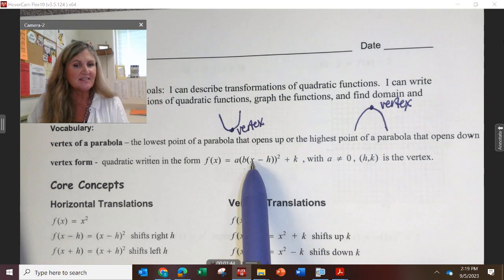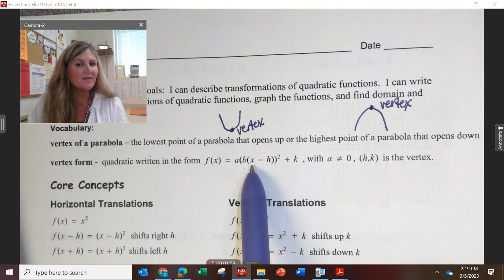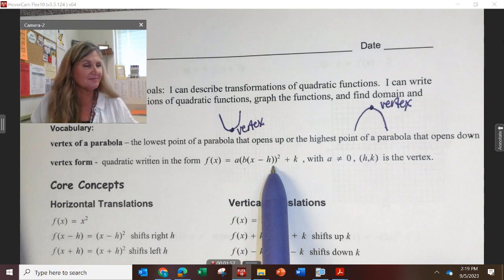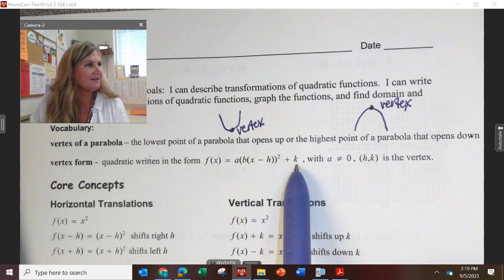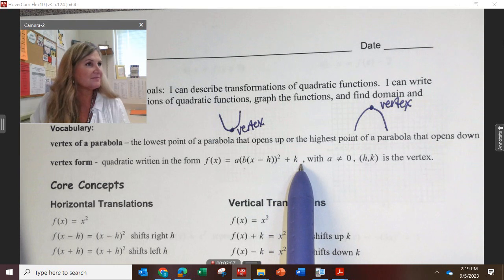Now, so if this is x minus 4, what's the h value? If it's x minus 4, h would be what? 4. But what if I said x plus 5? Then what is the vertex going to be? Negative 5. And if out here, if it says plus 6, what's k? 6. If it says minus k, what's k?